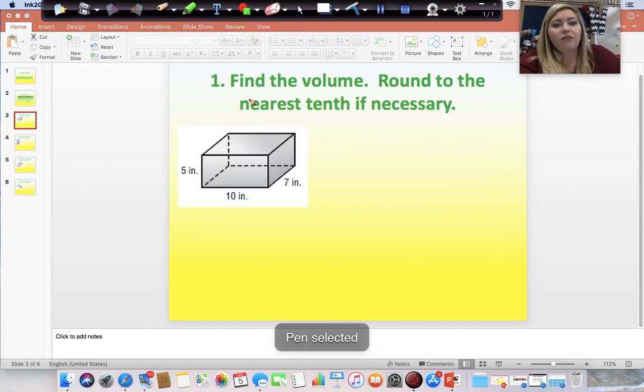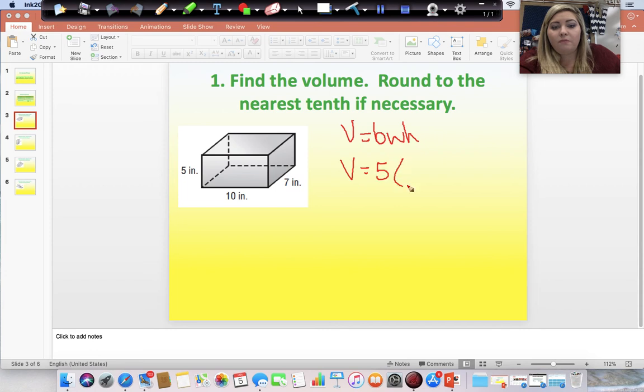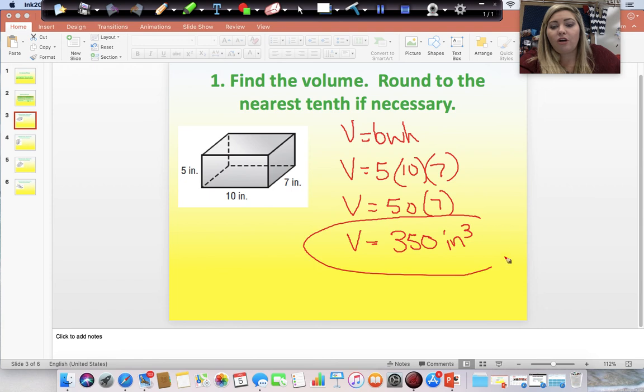Okay, so to find the volume for this, it's length times width times height, or base times width times height. So volume is equal to 5 times 10 times 7. So 5 times 10 is 50, and 50 times 7 is 350. So 350 inches cubed. Remember, when we are working with volume, it's always cubed with a little 3 at the top.